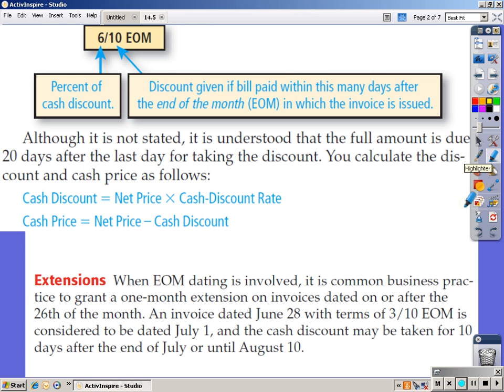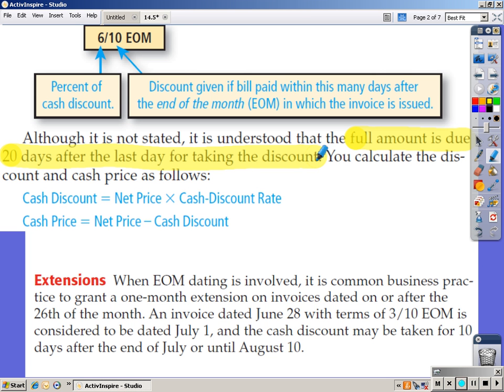Okay? We need to highlight this. You guys need to know that the full amount is due 20 days after the last day for taking the discount. Okay? You're going to have to use that part. All right? Get your formulas down.